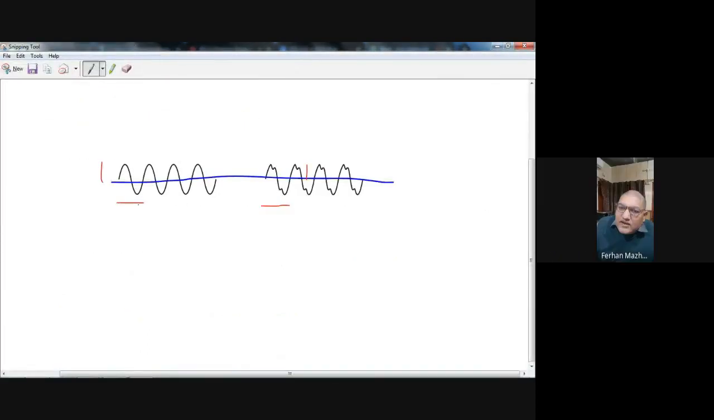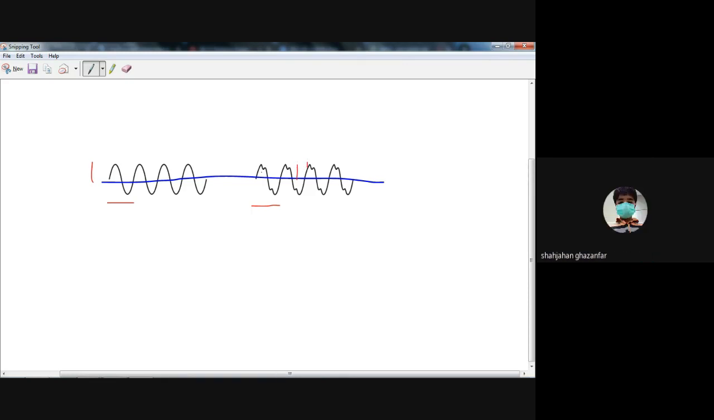On the CRO screen, the x-axis represents time period. And I have just drawn it with my free hand. You can see the time period for both the waves is same. The vertical thing represents the amplitude. And they are almost same. Okay. Got it, sir. That's why they have the same amplitude.